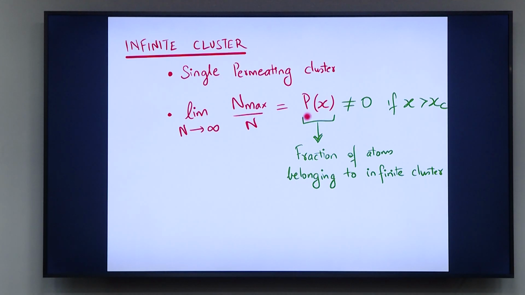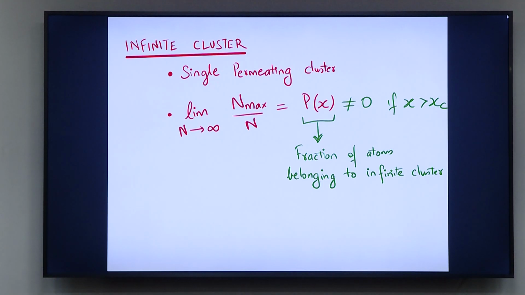There is a system with a maximum number of atoms, N max, belonging to that cluster. And capital N is the total number of atoms in the system. If you increase the total number of atoms in the system while maintaining the same fraction, above the percolation threshold, this many percentage are magnetic, then the size of this cluster also keeps on growing. If we could in principle make an infinite size ferromagnet, then the cluster will also be infinite size. And this is equal to P of X, which is the fraction of atoms belonging to the infinite cluster.